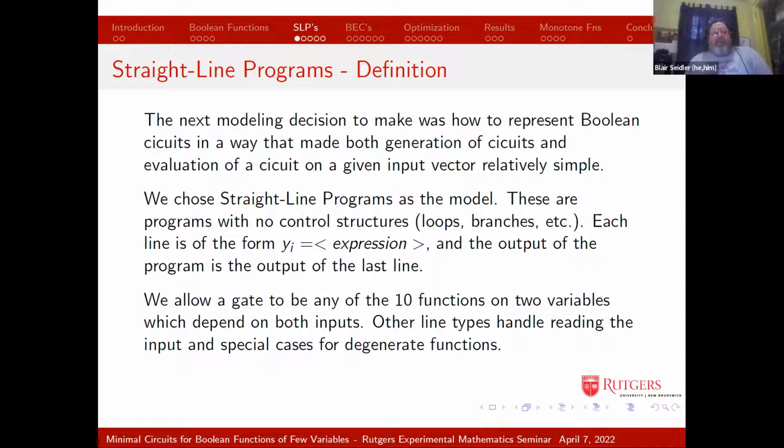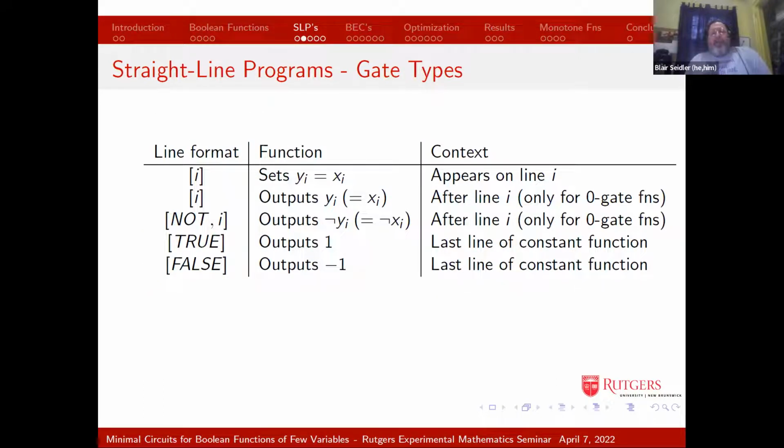So what do these things actually look like? Well, the basic gate types are: if I have a line in my program that is just an integer, so if 2 appears on the second line of the program, it's just reading the second input bit. If a variable appears by itself on a later line, this is just the weird case where I want a way to represent the function that is just equal to one of its input variables. And the same for not I, and true and false. These are really only used for the silly zero gate functions.